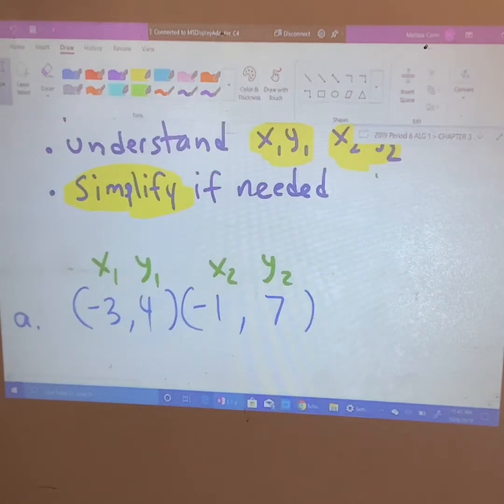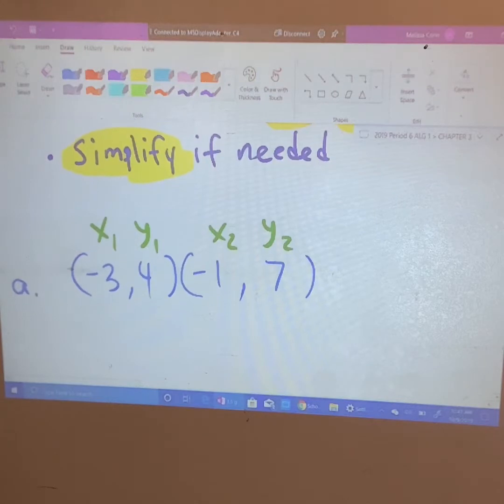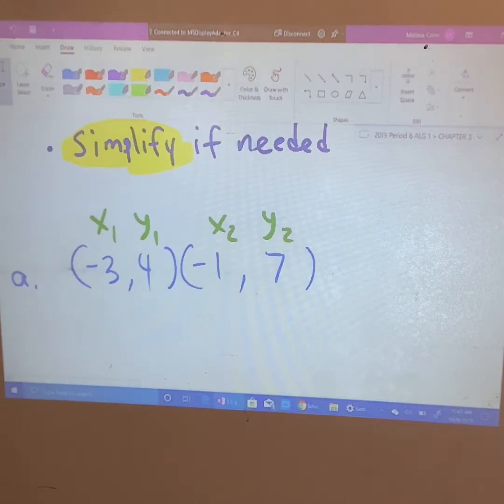Problem number, let's just call it A actually. So I've given you this first set of ordered pairs. Here are 2 ordered pairs, and let's find the slope of the line that travels through them. I've labeled them for you. This is my first set of xy, and so I labeled them my 1s. This is my second set of xy, so I labeled them my 2s.